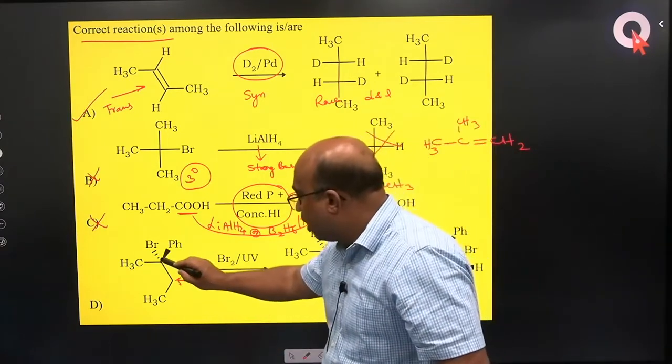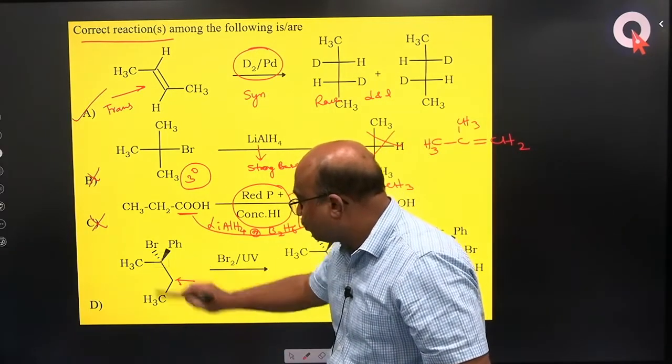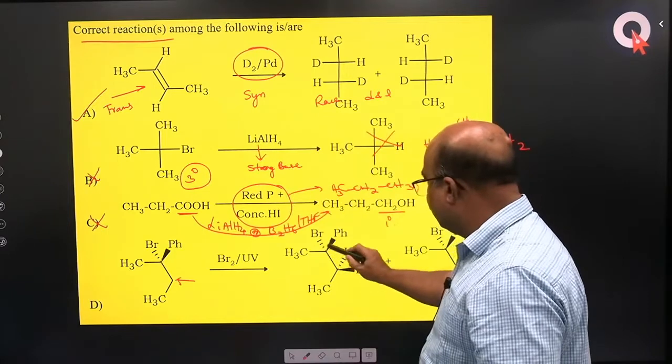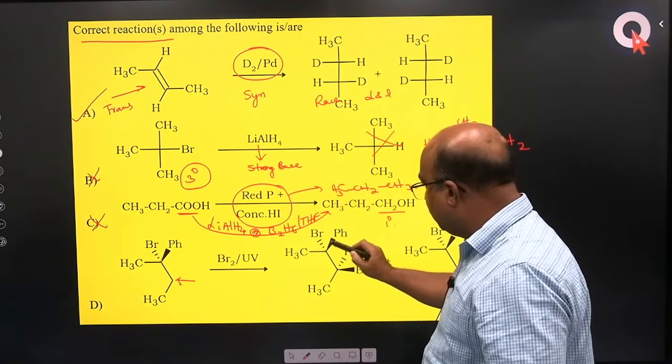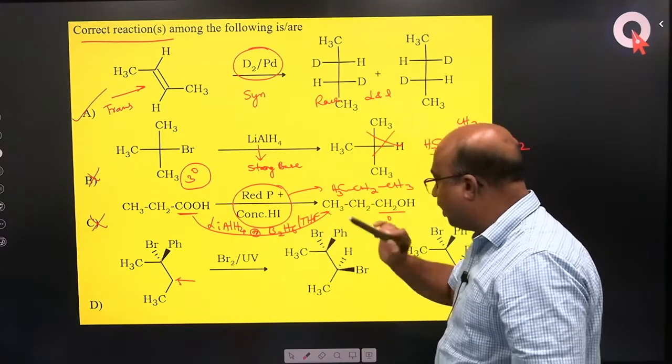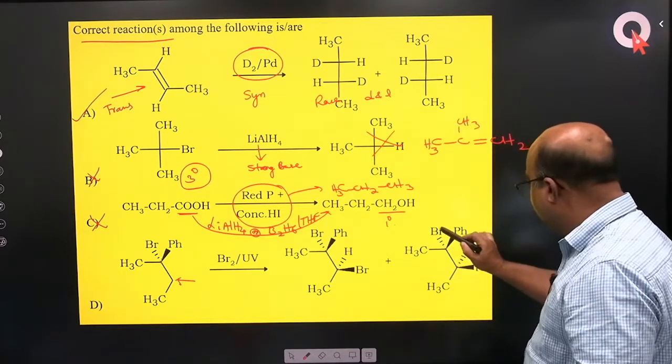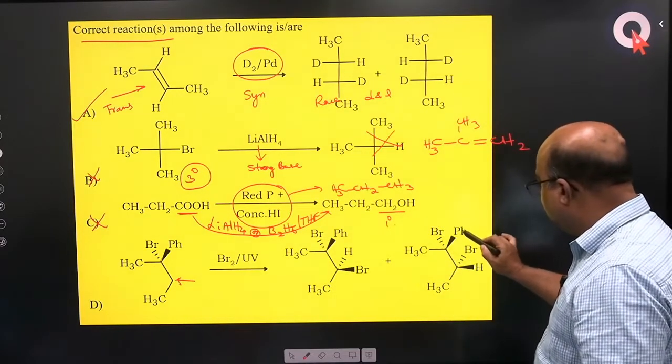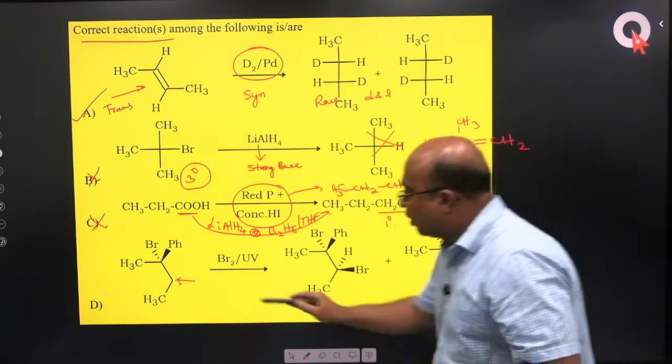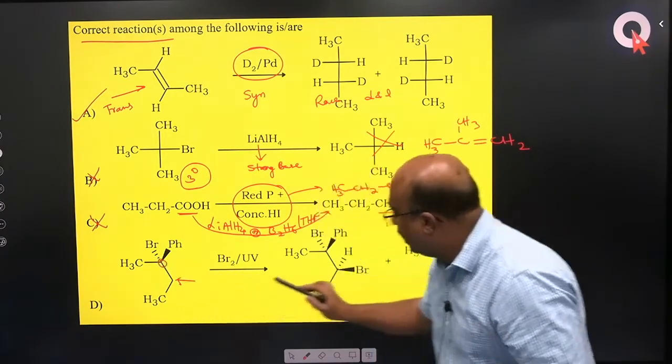But here the carbon configuration should not change. So here the carbon configuration is retained. Ph is above the plane, Br is below, CH3 is in the plane, CH3 is in the plane, Br is below the plane, Ph is above the plane. So at this carbon, the configuration of the carbon is retained.